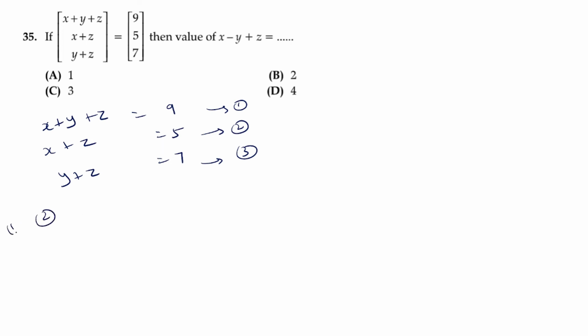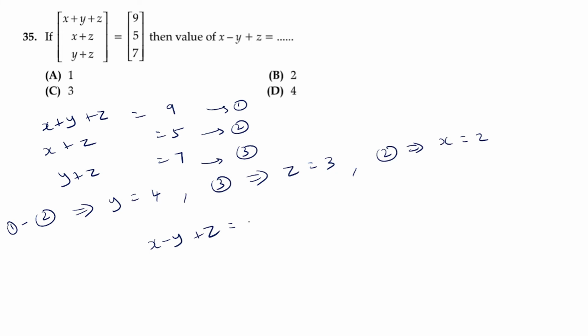Now if we have 1 minus 2, we get y is equal to 9 minus 5, which is 4. So from 3 we have z is equal to 7 minus 4, which is 3, and from 2 we have x is equal to 5 minus 3, which is 2. So x minus y plus z will be 2 minus 4 plus 3. So it is equal to 1. So the correct option is option A.